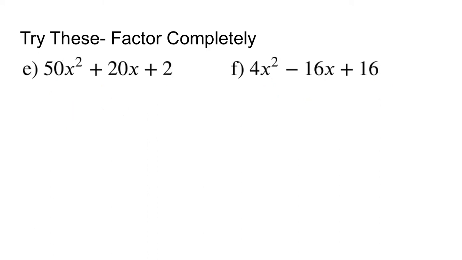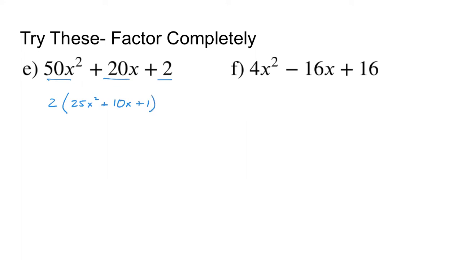Then we get to letter E, 50x squared plus 20x plus 2. Hey, I don't see a perfect square here. But don't forget the old rule. We've got to pull out a GCF first. So if we have a GCF, we want to make sure we factor out the GCF first. If I look at all three of these terms, what do they have in common? They have a 2 in common. And if I factor out the 2, I'm left with 25x squared plus 10x plus 1.